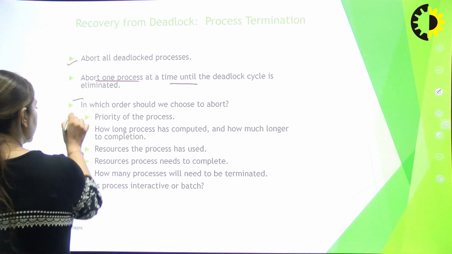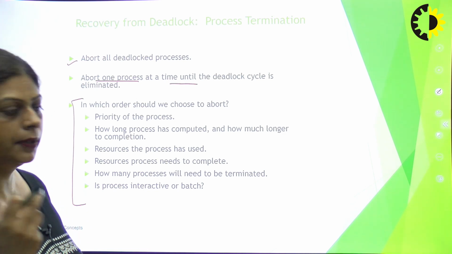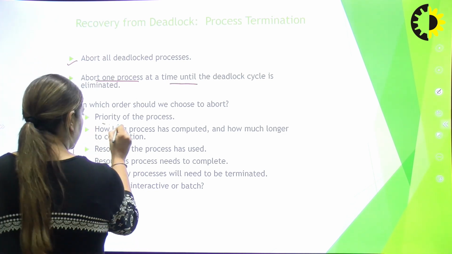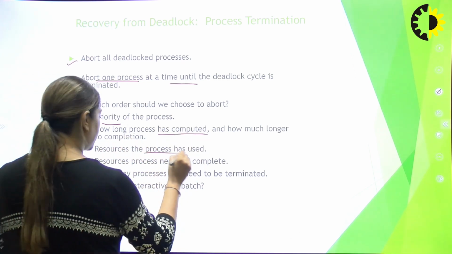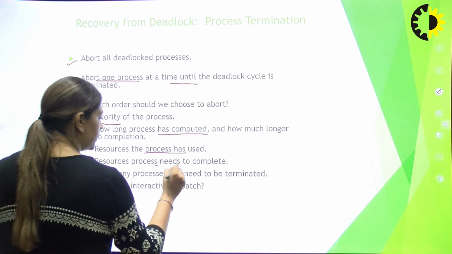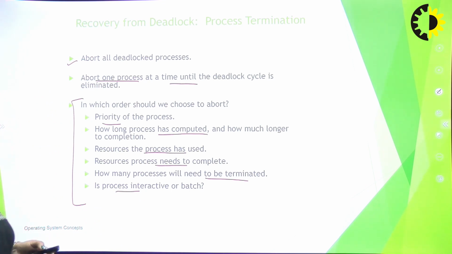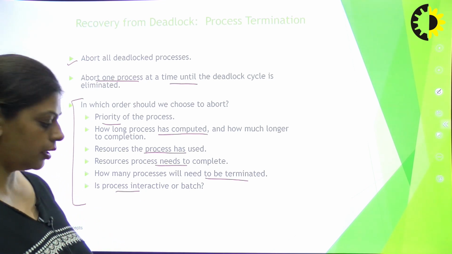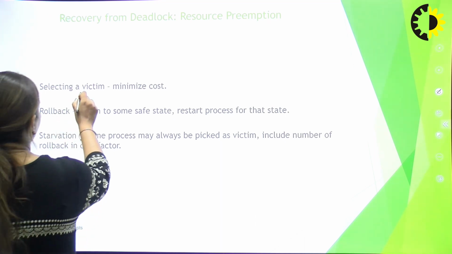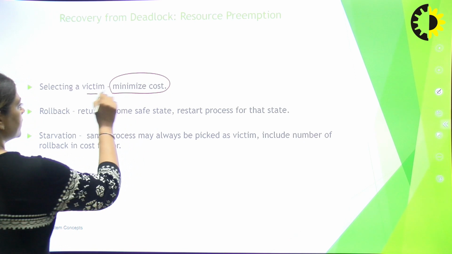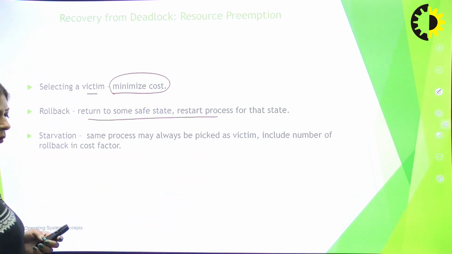Now, how to abort? We have to choose a criterion to choose the victim who will be aborted. Maybe it is priority, how long the process has computed, the resources the process has used, its needs, how many processes will need to be terminated, or whether it is interactive or batch. These can be the criteria to choose the victims. Select a victim which minimizes your cost, then roll back and restart the process.